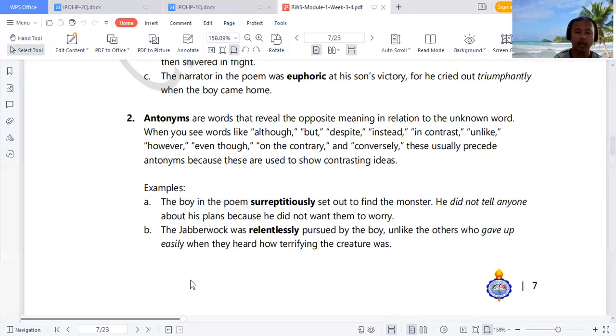All right. So letter B: The Jabberwock was relentlessly pursued by the boy, unlike the others who gave up easily when they heard how terrifying the creature was. So what do we mean by relentlessly? Showing or promising no abatement of severity, intensity, strength, or pace. Okay, relentless pressure. Okay, what else?